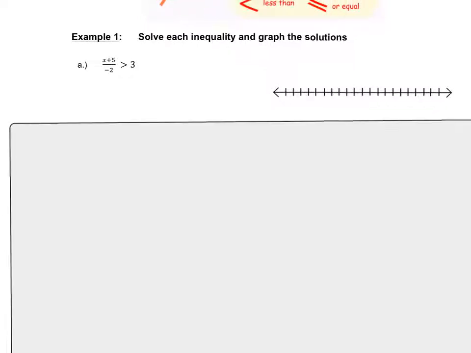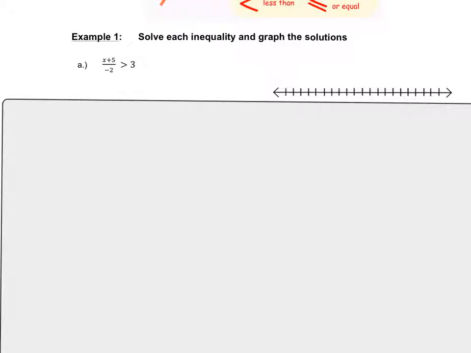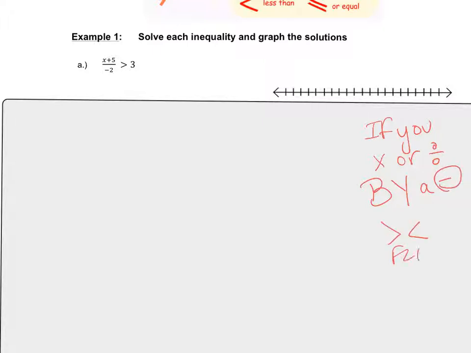So solving inequalities is basically the same exact process as solving an equation. The difference is that if you end up multiplying or dividing by a negative, you have to remember to flip the symbol direction. That's what we call the little red flag.